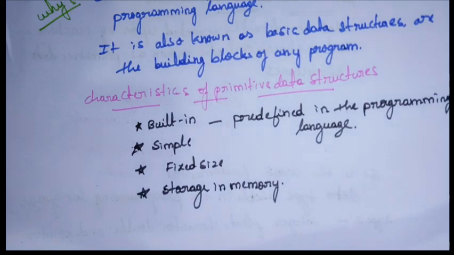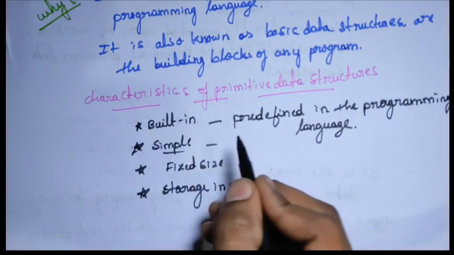Means the primitive data structure is provided by the programming language itself, so there is no need to define or import them from an external library. So these are all called built-in data types. So next we'll move on to simple.